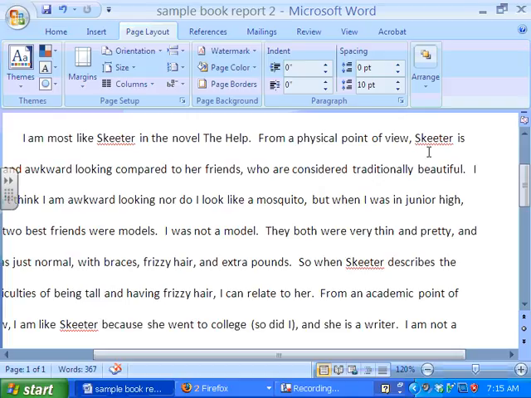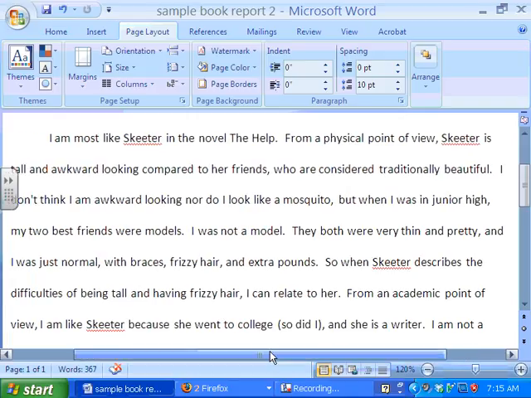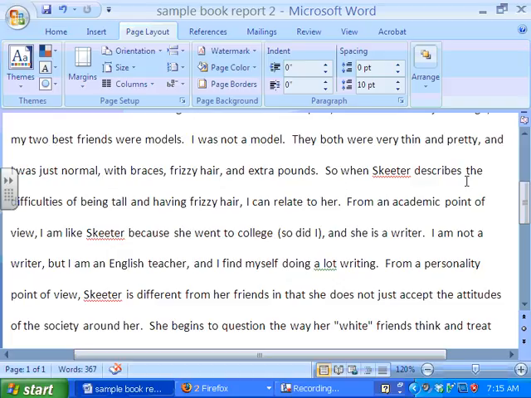From a physical point of view, Skeeter is tall and awkward looking compared to her friends, who are considered traditionally beautiful. I don't think I am awkward looking, nor do I look like a mosquito, but when I was in junior high, my 2 best friends were models. I was not a model. They both were very thin and pretty, and I was just normal, with braces, frizzy hair, and extra pounds. So when Skeeter describes the difficulties of being tall and having frizzy hair, I can relate to her.